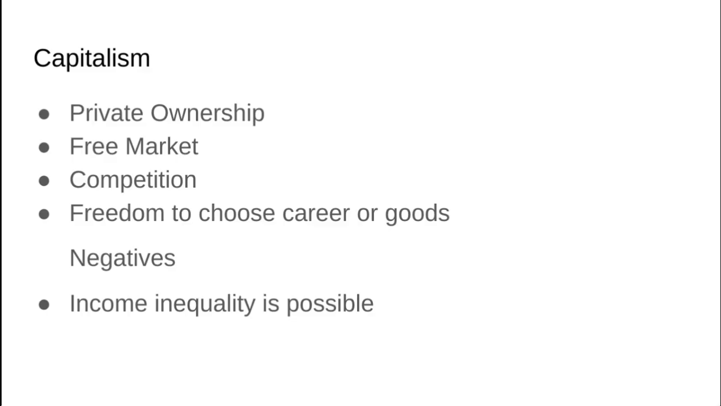Now lastly, another positive is freedom to choose your career or your goods. In a capitalistic government or society, you can choose what water you want to drink. You could choose what rice you want to eat. You could choose what phone you want to buy. You can choose what college you want to go to. You can choose what job you want to do. If you want to be a dentist, a factory worker, or a manager, you can choose that.